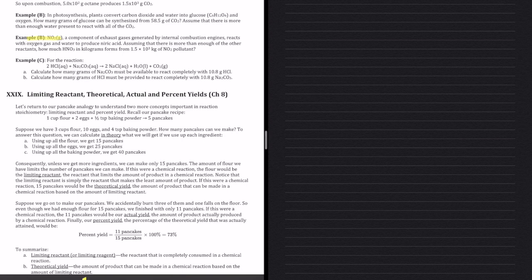So as I said in the previous videos as well as in this one, one of the things you need to do first is start with a balanced equation. So we're going to start by writing all the reactants and products. We start with NO2, reacts with oxygen gas, reacts with water to produce HNO3.